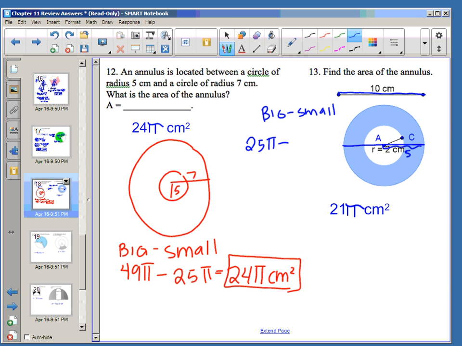25 pi is the big. The radius of the little guy is 4. So, or it's 2, excuse me. So the area is going to be 4 because 2 squared is 4. So in the end, I end up with a total of 21 pi centimeters squared.